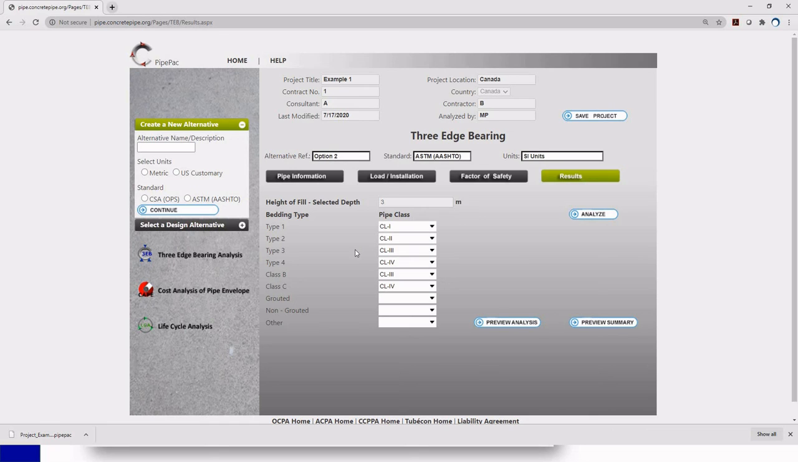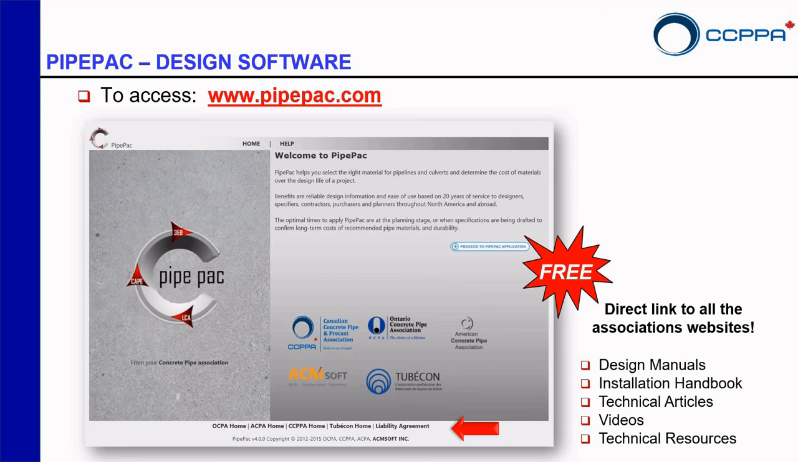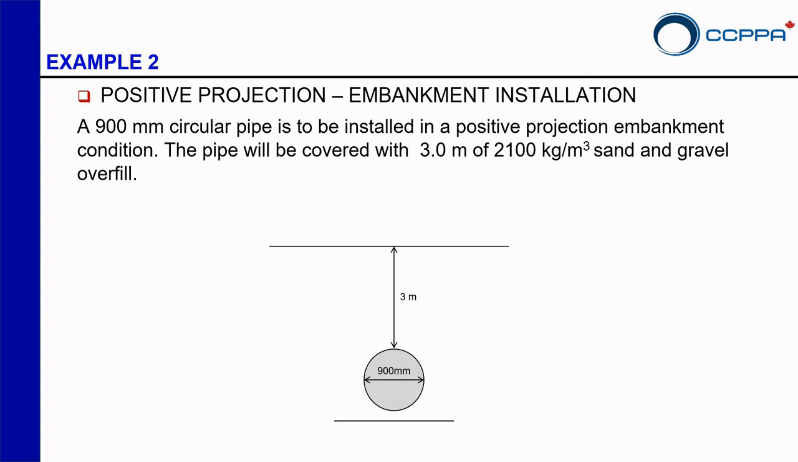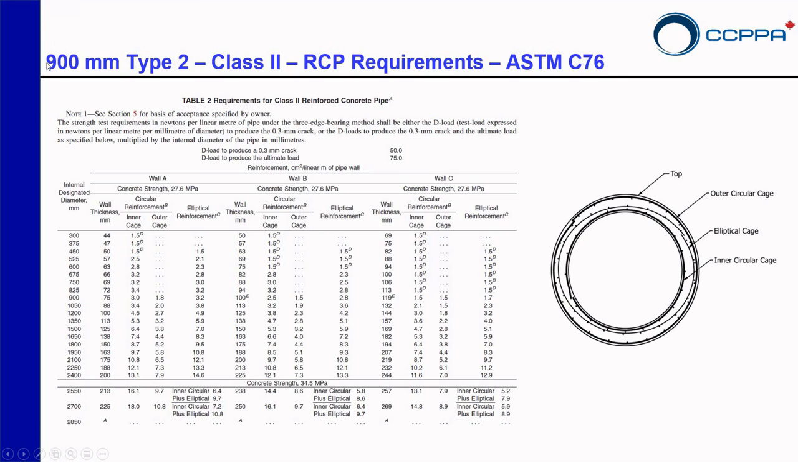So there is one last thing. Well, this is the end of example number 2 as well, but there's one last thing I want to show you. I want to show you, for example, what it means to have a class 2 or a type 2. So what I'm going to do here is go back to my presentation, and I'm going to show you what it means. So now we know we have a 900 millimeters. I'm going to install it in a type 2 standard installation, and PipePac is telling me that it's going to be a class 2. So this class 2 actually translates to some requirements as per the standard.